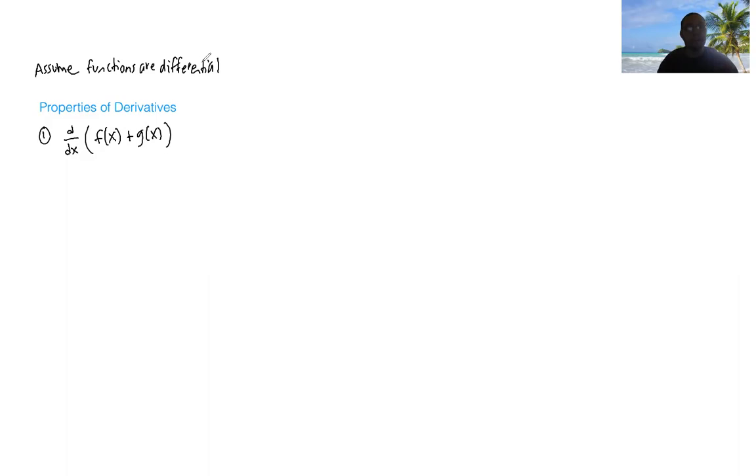For now, don't worry about this too much, okay? But if we're taking the derivative with respect to x of this expression, you have to remember that you're just going to distribute the derivative to each term inside. So in general, this simplifies to the derivative with respect to x of f of x, the first term, plus the derivative with respect to x of your second term, g of x. This is the first property.